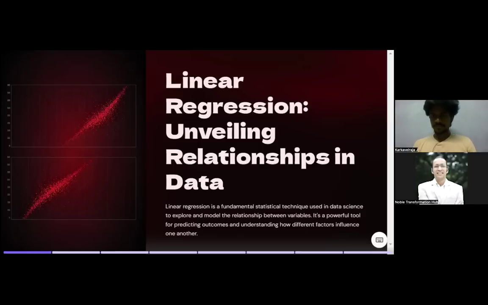So linear regression is a fundamental statistical technique used in data science or AI/ML to explore and model the relationship between variables. That is the main key element. It models the relationship between variables, and it is a powerful tool to predict outcomes and understand how different factors influence one another.